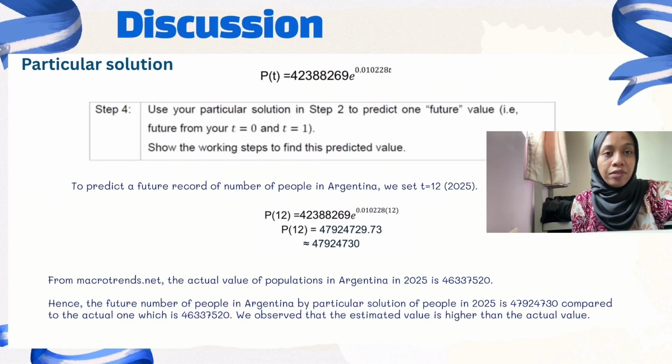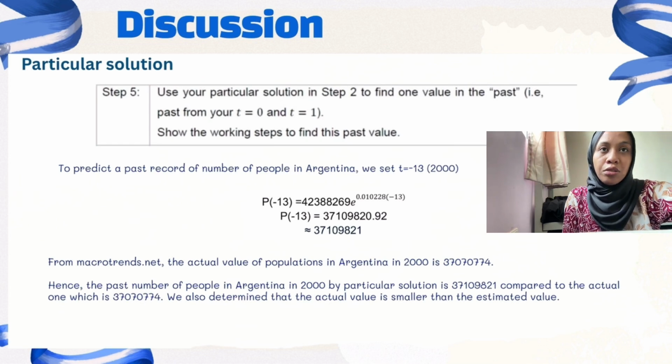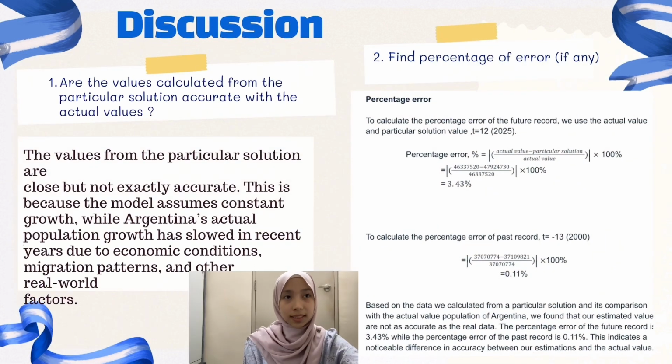Based on step 5, the second question is to show the working step to find the past value. So we have set t equals negative 13, in the year 2000, as our past value. We just do the same, substituting t equals negative 13 into the formula of the particular solution. So we got 371,09821. So we have concluded that the actual value is much smaller than the estimated past value. Thus, we can conclude that the values from the particular solutions are close but not exactly accurate.